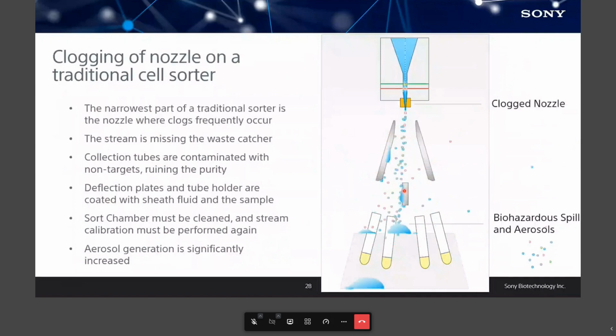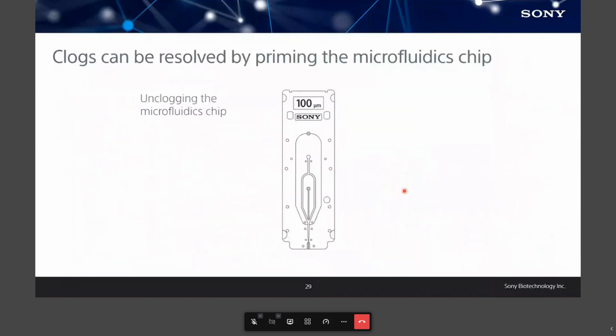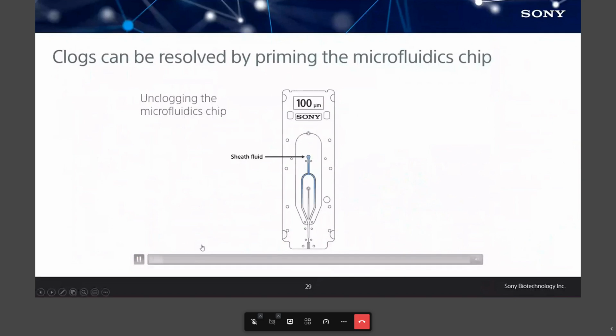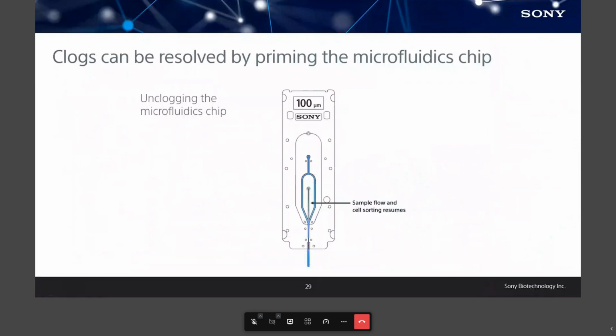So on the MA900, this can be resolved by simply backflushing or priming the microfluidics chip. That looks something like this. As the sheath fluid goes in the chip, the sample fluid is injected here. The chip is designed in such a way that if a clog occurs, it typically occurs here in the chip. And so you're able to simply backflush the chip, get that clog out of there, and then resume flowing normally.